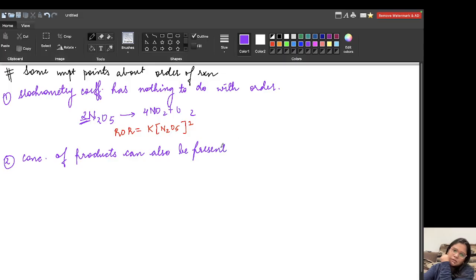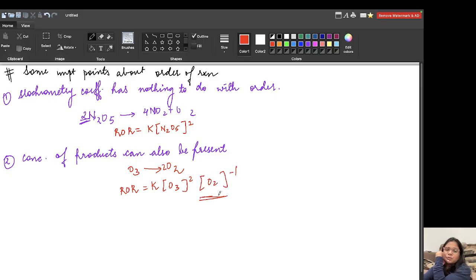Concentration of products can also be present. For example, you have a reaction O3 gives you 2O2. Experimentally, it was seen that the rate of reaction was equal to K [O3] raised to the power 2 and [O2] raised to the power minus 1. Now there is concentration of product also, right? So this thing can also happen.